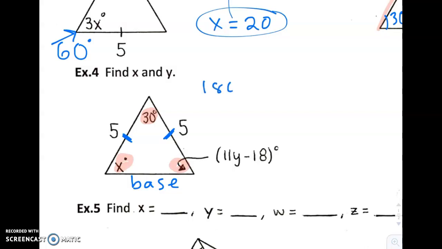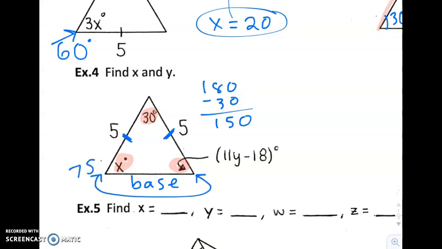If I take 180, subtract off 30, which leaves me with 150. If I take that 150 and divide it by 2, it's shared equally between these two angles. I just found out that this angle over here is 75, and this angle over here is 75. So since I need to solve for x, x is 75.